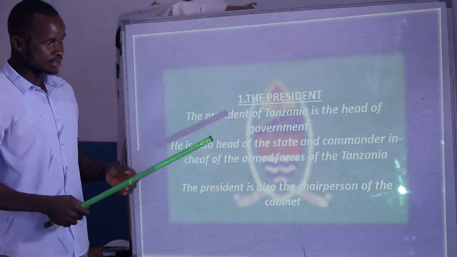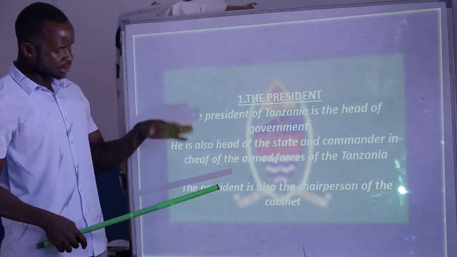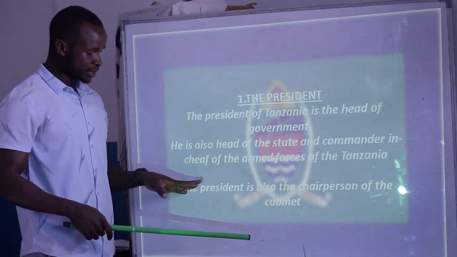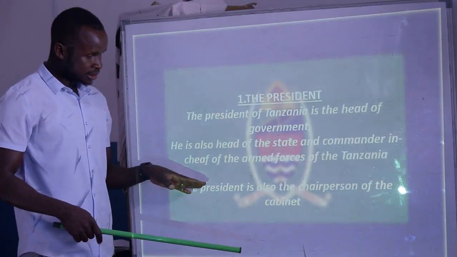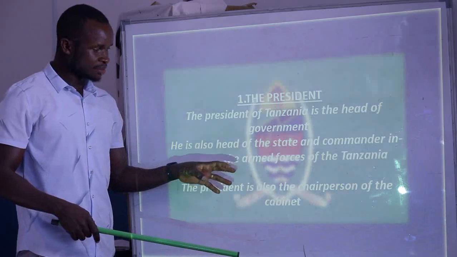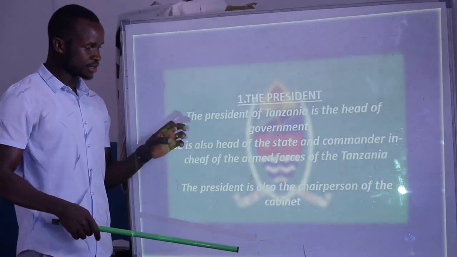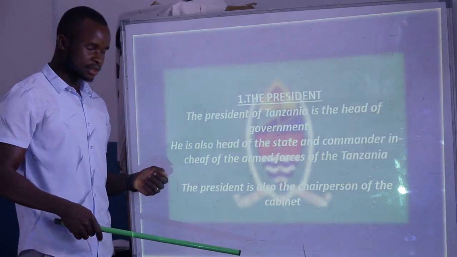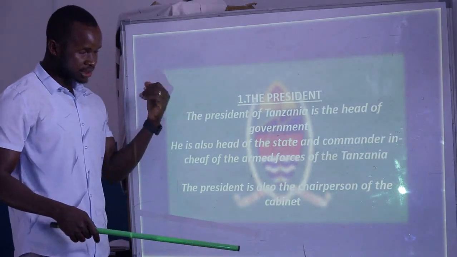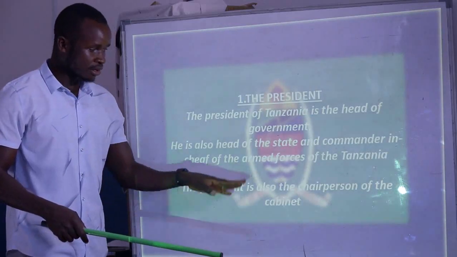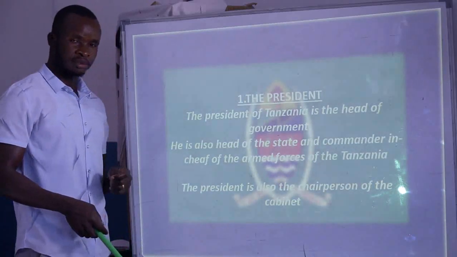There is something called the cabinet. Though it comes up as we continue with our discussion, let's say it here. The President is the chairperson of the cabinet. The cabinet is an organ comprised of the President as the chairperson, the Vice President, the Prime Minister, as the structure of that executive shows. It has the President of Zanzibar and all ministers of the United Republic of Tanzania.